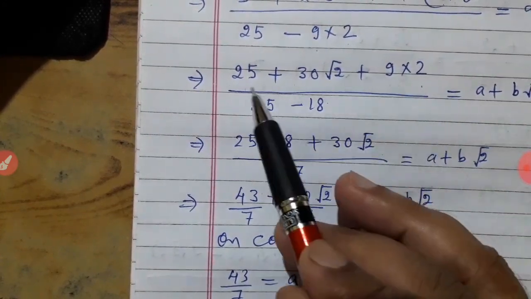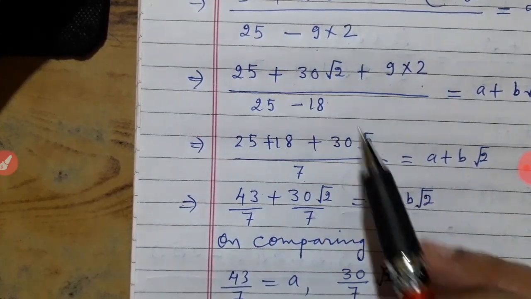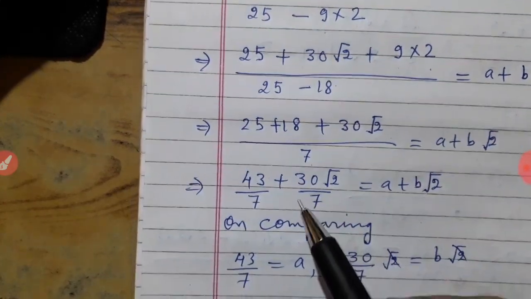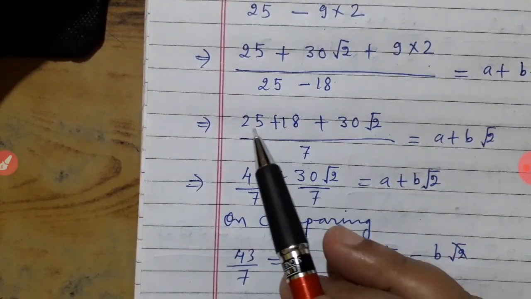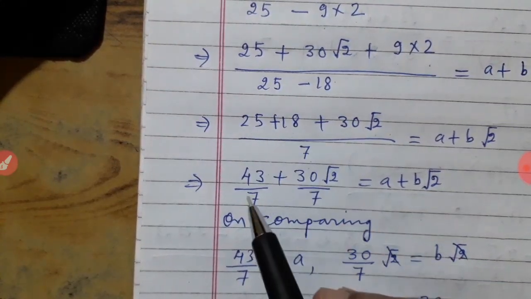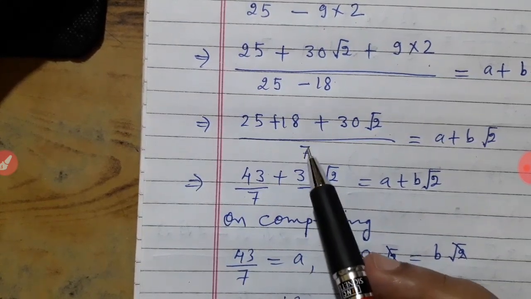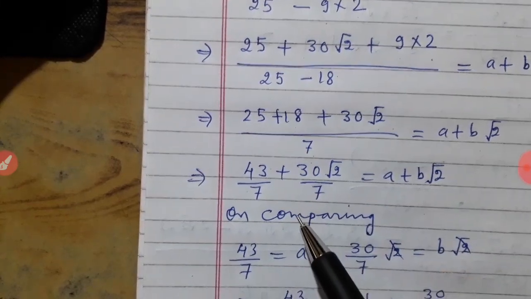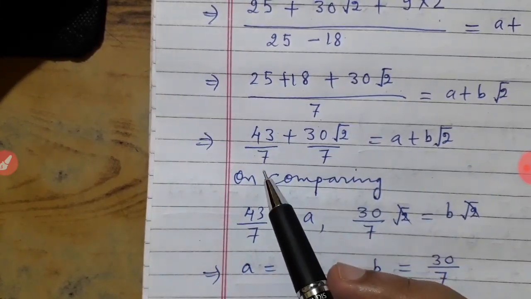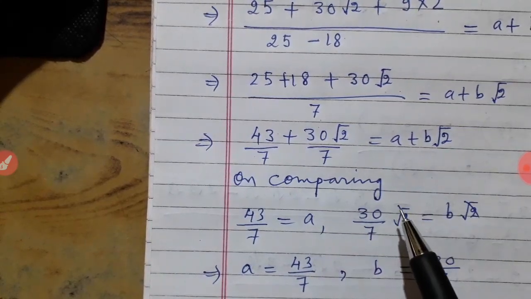These are rational, so we write the rational numbers together, and 30 root 2 is irrational, so we write it separately. Then 25 minus 18 you are getting 7. When you add 25 with 18, you are getting 43. And this is the denominator, or we can say now here it is LCM. On separating, we are getting 43 upon 7 plus 30 root 2 upon 7 is equal to a plus b root 2.